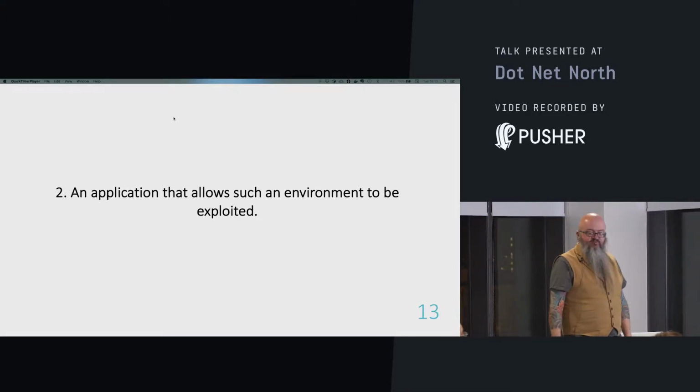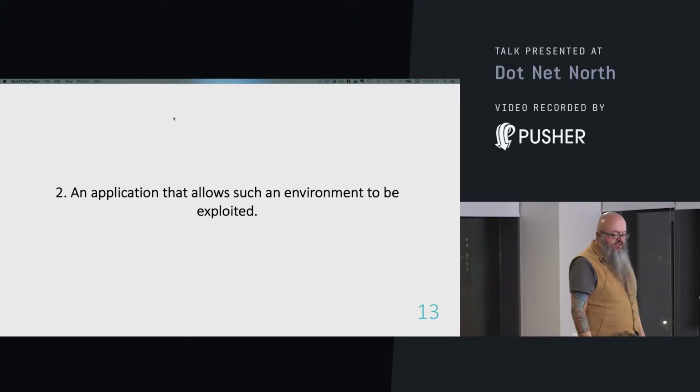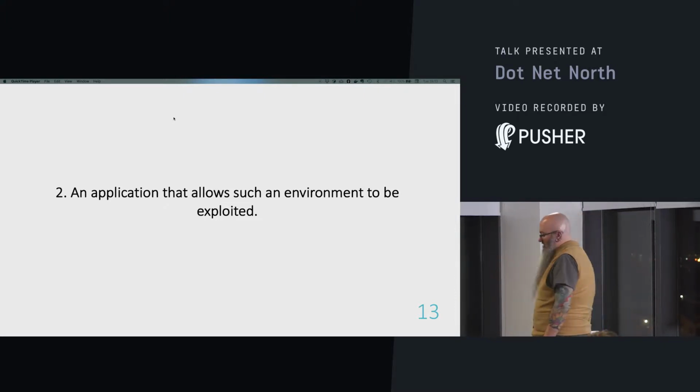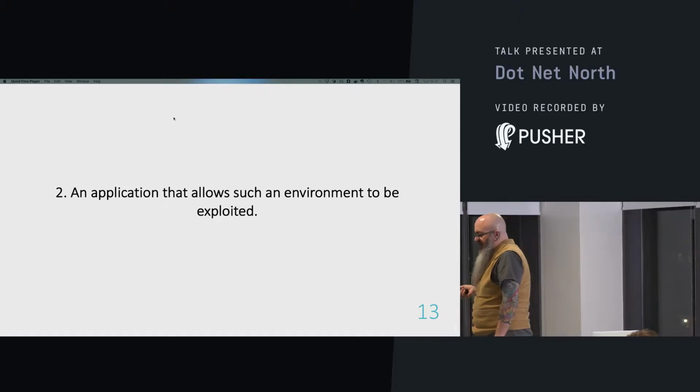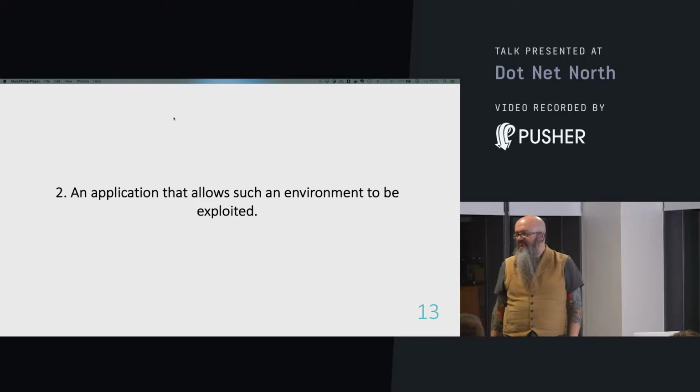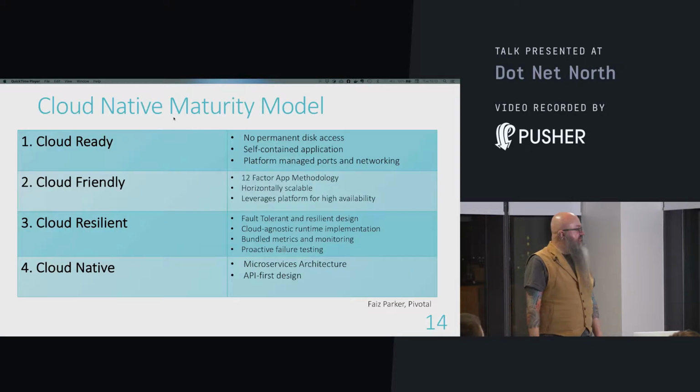And it exploits that environment. So it's an application that says, given that I'm running in an environment that has this ability to be elastic, on demand, and self-service, how can I exploit that? How can I make that work to my advantage?